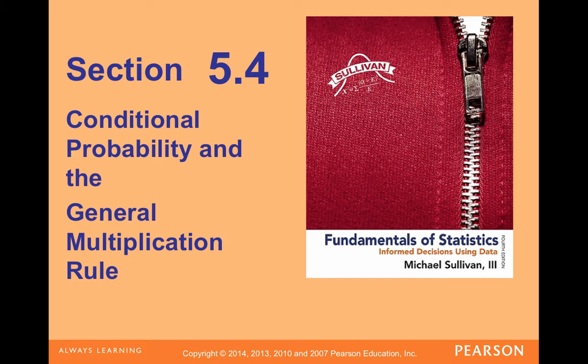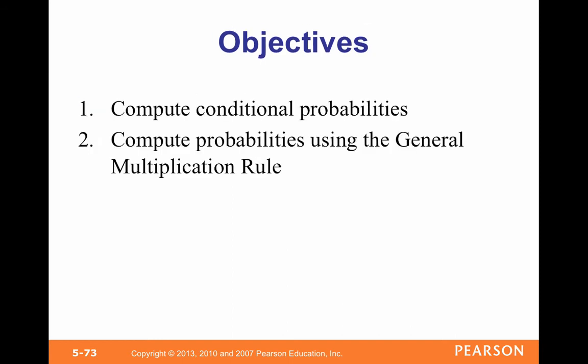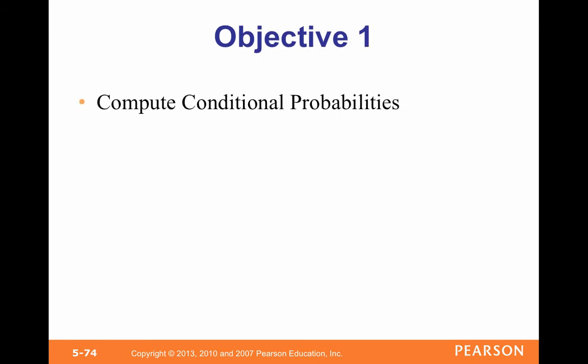So we're going to look at conditional probability and the general multiplication rule here for events that are dependent. 5.3 was really all about distinguishing between independence and dependence and finding probabilities of independent events where we multiply the probability of each successive event. So this is going to be similar, except the probabilities are going to be dependent. So we're going to compute conditional probabilities and then compute probabilities using the general multiplication rule.